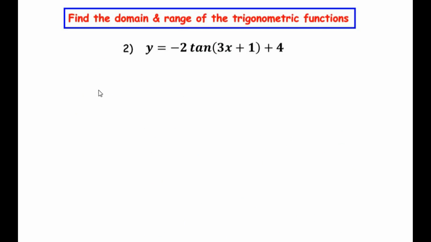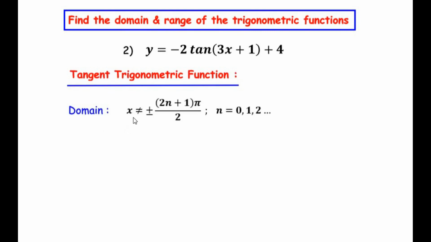Now in the second question, we have to again find the domain and range of the tan trigonometric function, as we can see. So the question is y is equal to -2 tan(3x + 1) + 4. So let us start by writing its domain first. So its domain of the x is given as x should not be equal to plus or minus (2n + 1) pi over 2, where n is 0, 1, 2 and so on.